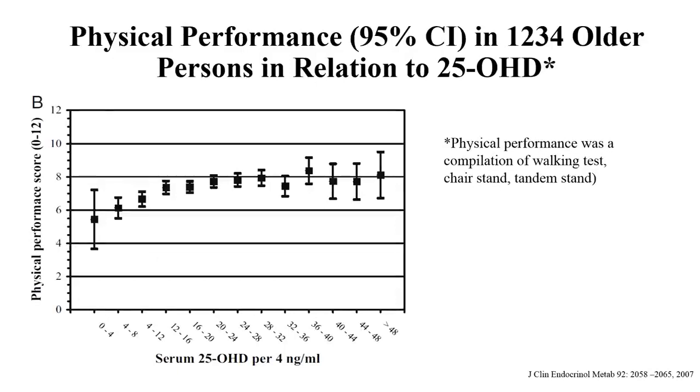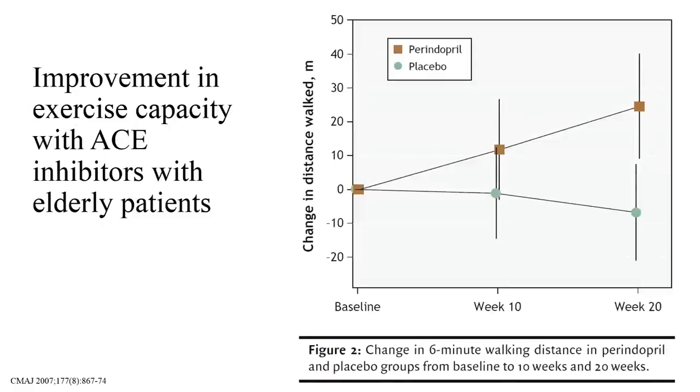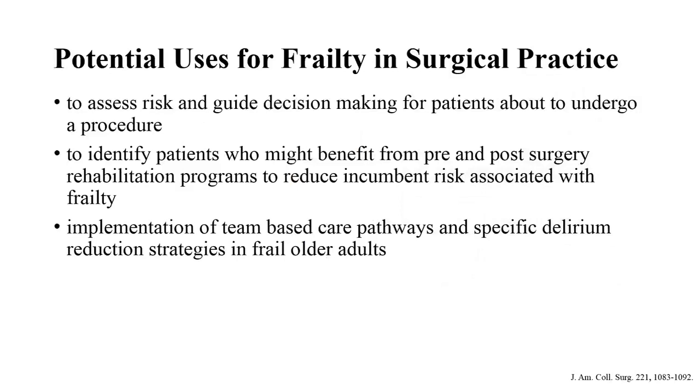The other things that you can do for your frail patients is make sure that you optimize the vitamin D levels, because lower vitamin D levels have been associated with poor physical performance. Also, something else to keep in mind is that patients on ACE inhibitors do see an increase in their exercise capacity and muscle mass. This is a rather prolonged process. As you can see, it takes over 20 weeks for you to see the effect with these drugs, and it's an area of intense investigation right now.